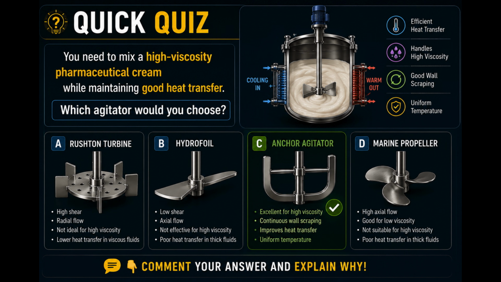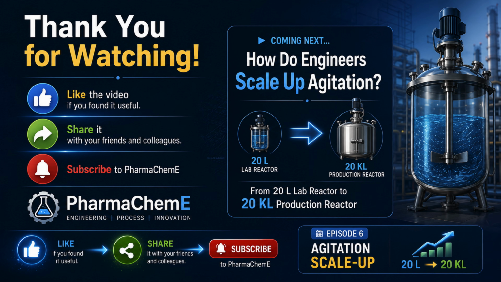Let's see if you've started thinking like a process engineer. You are manufacturing a high-viscosity pharmaceutical cream, and efficient heat transfer is critical. Which agitator would you choose? Don't just tell me the answer. Tell me why. I hope this episode helped you understand how engineers select the right agitator and why the choice goes far beyond simply mixing a liquid.